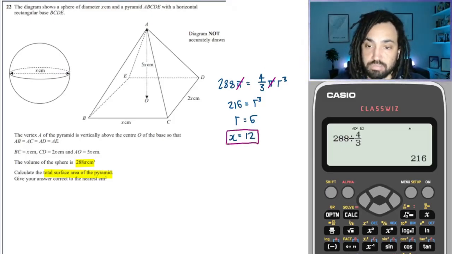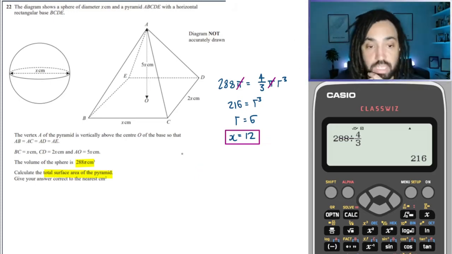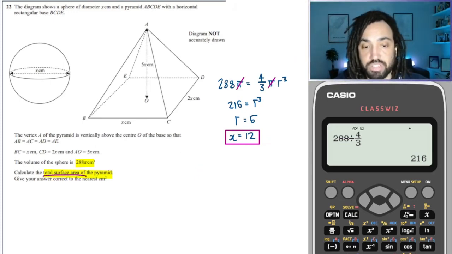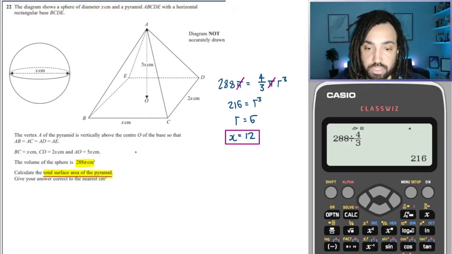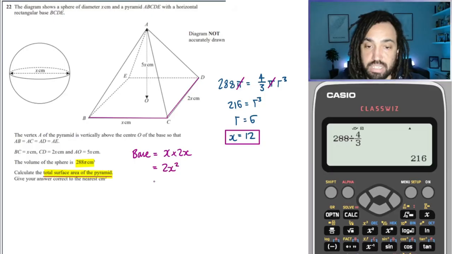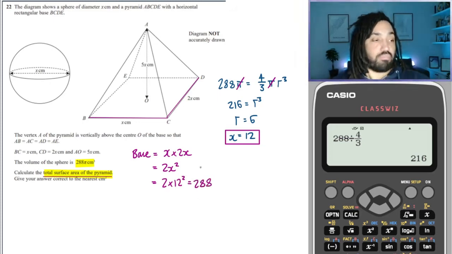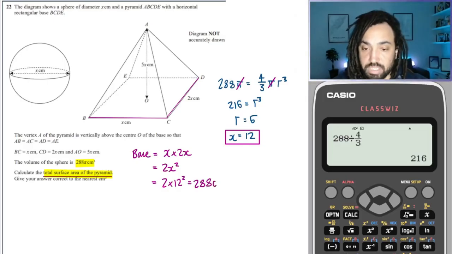Okay, right, that's good. Now it says work out the total surface area of the pyramid. Fine. So the first thing we're going to do is find the base, because that's nice and easy. Go for the easiest thing first, to get as many marks on the board as possible. So the base is just a square. So the base is x times by 2x, which is of course 2x squared. And if x is 12, that's 2 times 12 squared, which is 288. Okay, right, so that is good.